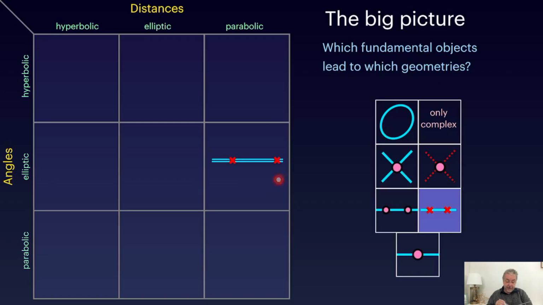It is this field where you have a parabolic distance measurement and an elliptic angle measurement. So let me explain why this happens. Before that, let me introduce equations for the primal and the dual conic.